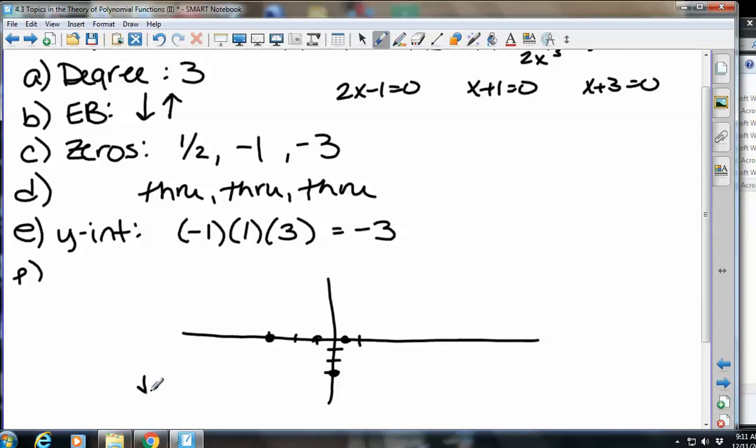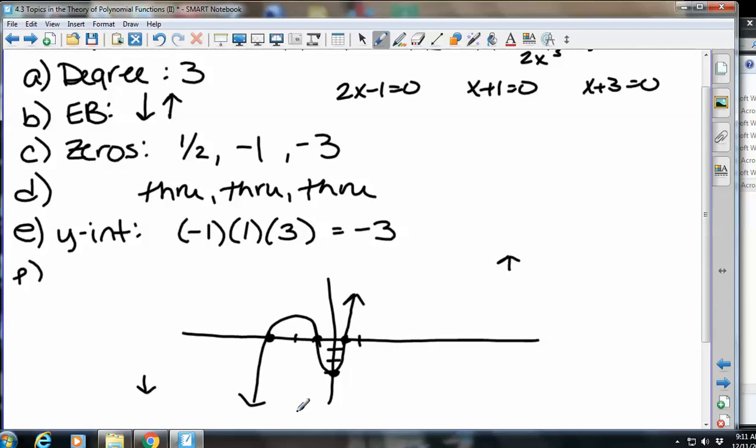Now our end behavior, we said our graph is going to start down and end up. So it starts down here and ends up here. So I'm going to draw, remember a polynomial is a nice curve. So it's starting down here, we go through this 0, come back and hit this one, we go through, got to hit our y-intercept, come back and hit this, and then goes up.